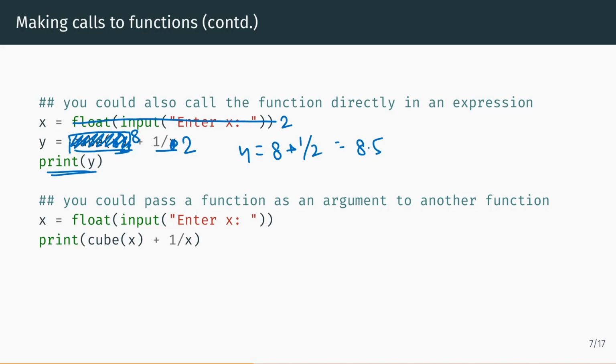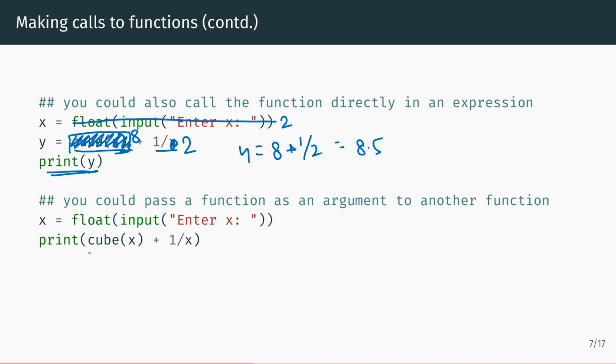And you can keep doing this. You can keep making your program shorter and shorter. So instead of printing y, why not do this? You can also do this, right? You can pass a function as an argument to another function. In this case, you know that print takes an argument, and that's what it prints.